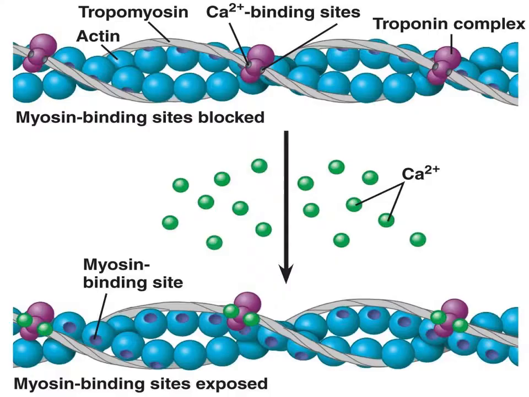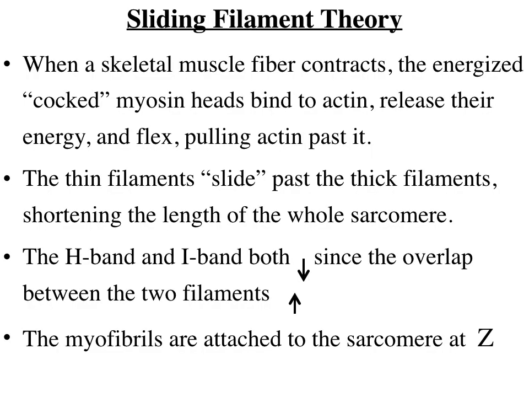All right. Thick filament. So, now we're approaching the sliding filament theory. When a skeletal muscle fiber contracts, when it shortens, the energized cocked myosin head binds to the other filament, to actin. And then they release their energy, and the head pivots, pulling actin past it.